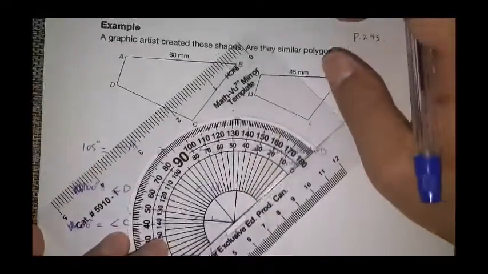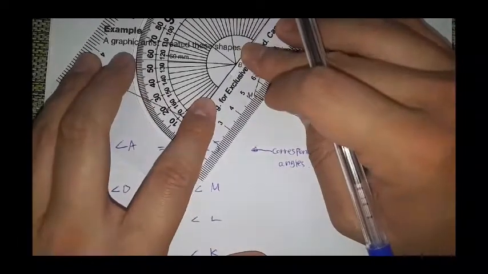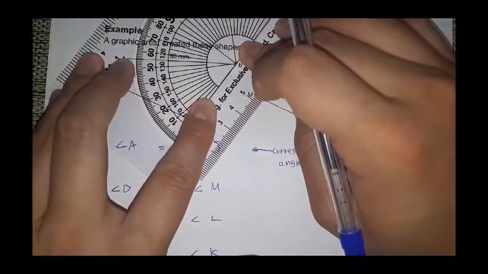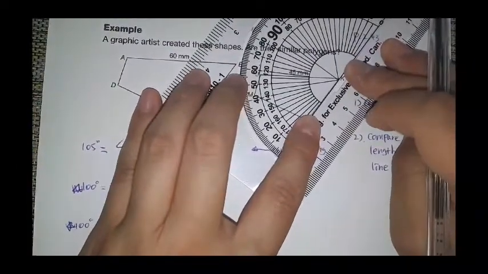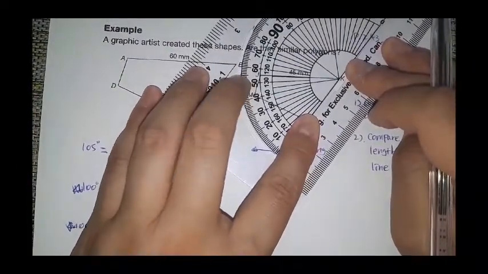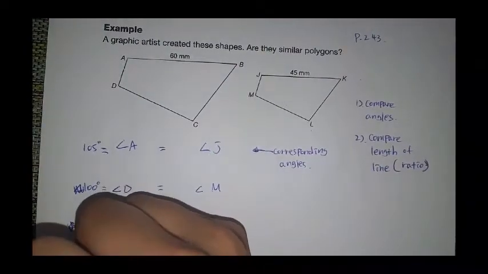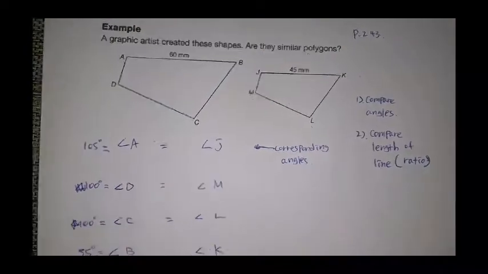B and K, it's located at 55. Located at 55. 55 degree.